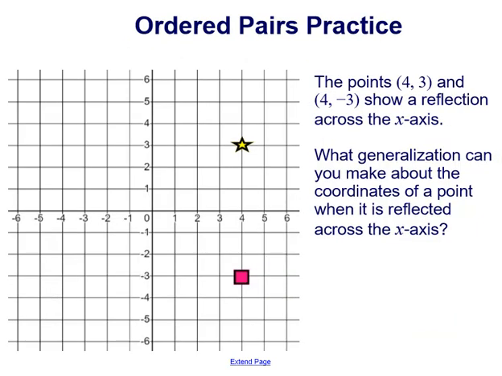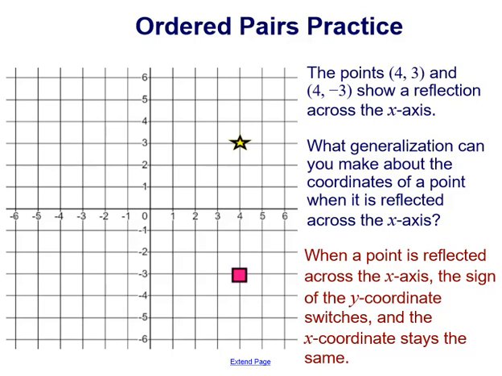What about these two? Here we have the points 4, 3, and 4, negative 3. This shows a reflection across now the x-axis. So what generalization can you make about the coordinates of any point when it is reflected across the x-axis?